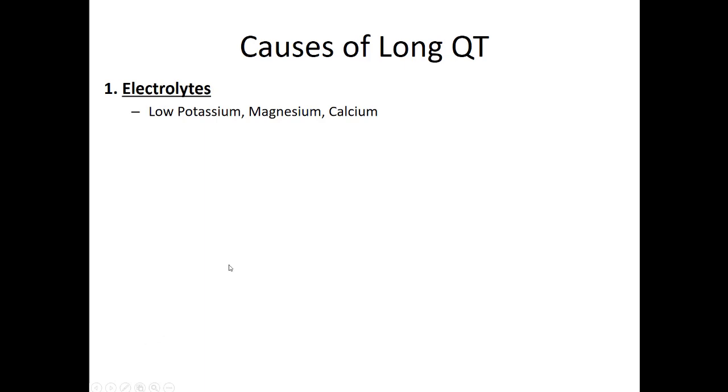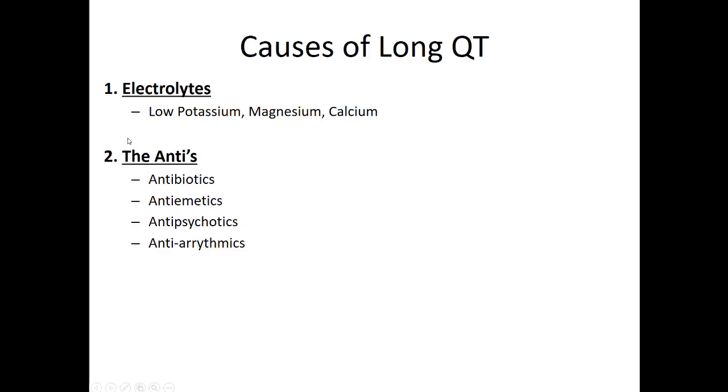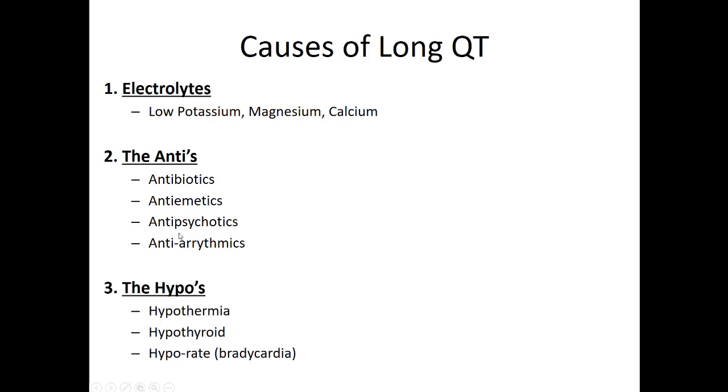So if you have a long QT, realize that there's different things that can cause this. Potassium, magnesium, calcium can cause it. Antis, as I like to refer to them: antibiotics, antiemetics, antipsychotics, antiarrhythmics. All of these things can make your QT longer than it should be. And then the hypos: hypothermia absolutely can cause bradycardia and long QT. Hypothyroid can do the same thing, and then just all by itself, bradycardia will kind of stretch everything out and cause that QT to be long.